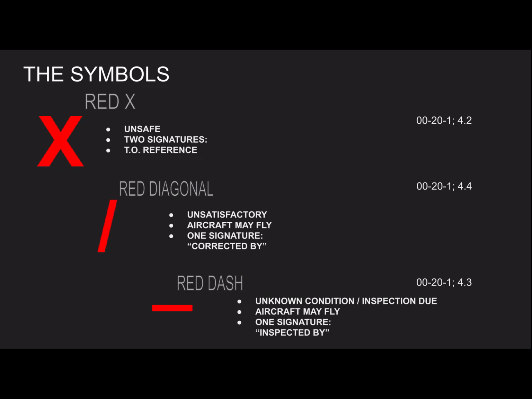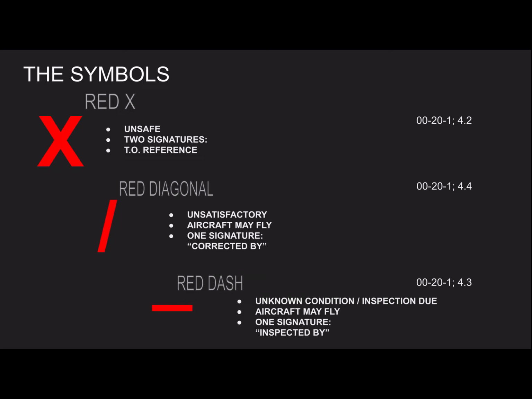Next, we have the red diagonal. The red diagonal shows that there is an unsatisfactory condition, but the aircraft can still fly. It requires one signature in the corrected by block. The 0020-1 does actually state, get this, that the red diagonal will be a straight line from the lower left to the upper right corner of the symbol block. So don't go and put these things in backwards because it's been explained and backwards would be wrong.